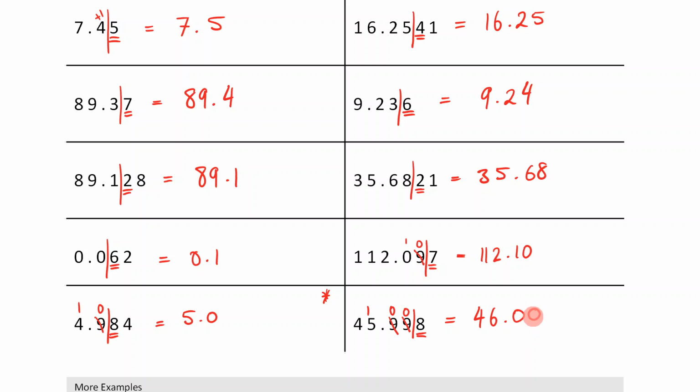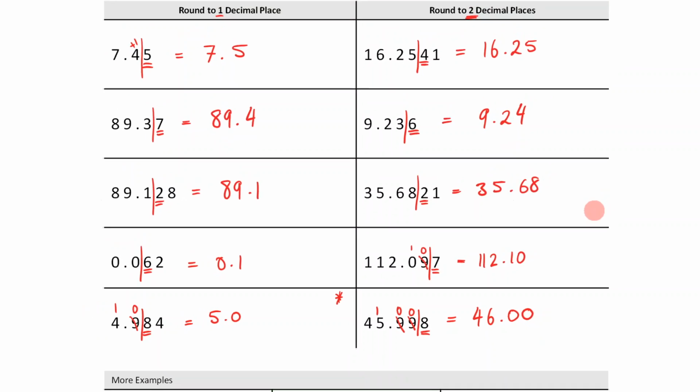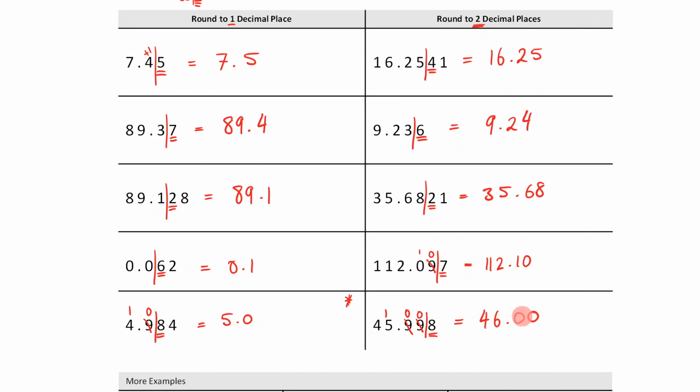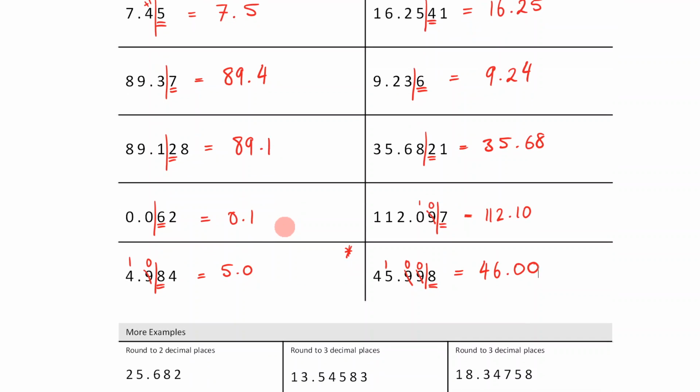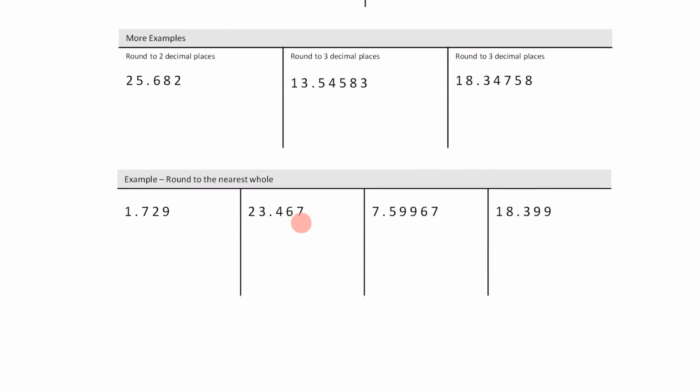46.00. Now, I still need to put the zeros because I'm rounding to 2 decimal places, and so I need to have 2 digits to the right of the decimal place. So you can't just leave them off or anything like that. You still got to put them in. So that's rounding. Let's go through a few more examples, and then I'll set you that education perfect task.